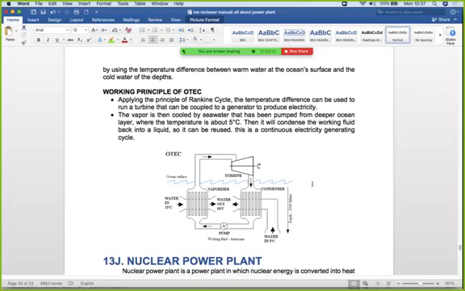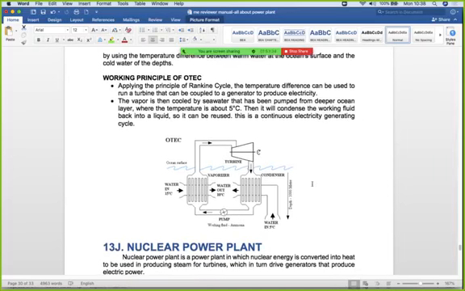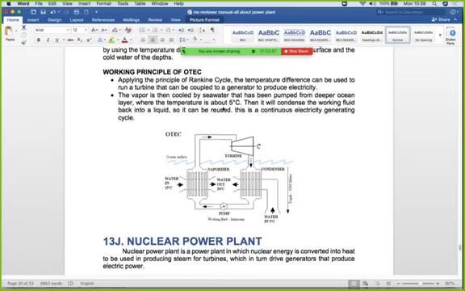So OTEC is also what we call a Rankine cycle. We have a turbine, so it vaporizes the water. It also has a condenser, so it works like a boiler in a steam power plant. So it's a Rankine cycle. If you will ask what is the cycle of OTEC, that is also a Rankine cycle.